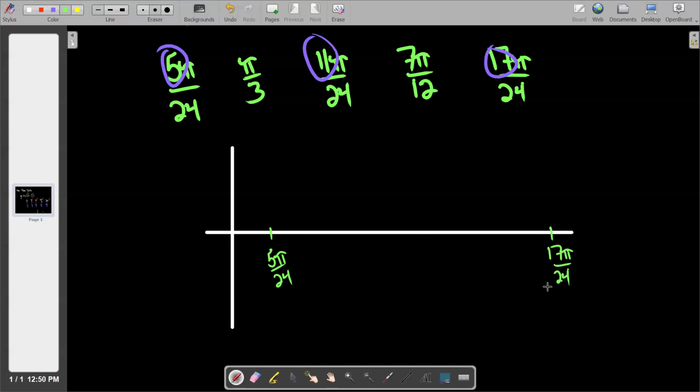And now all the math we just did is going to come in handy so that I can mark my graph. So I'm going to go to the center and put 11 pi over 24. I'm going to go to the center of the bottom and put pi over 3. And then I'm going to go to the center of the top and put 7 pi over 12. And now the problem is effectively done, right?